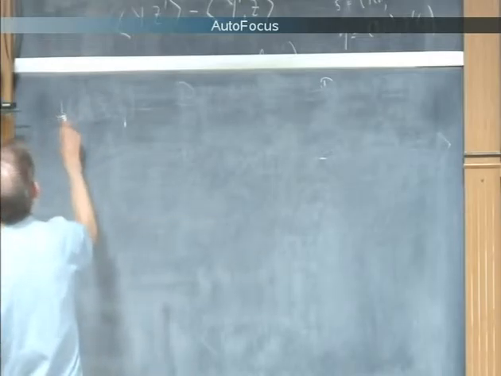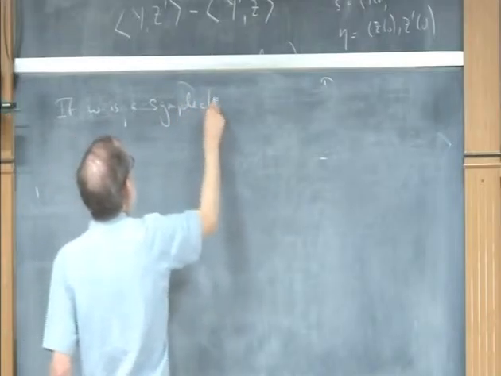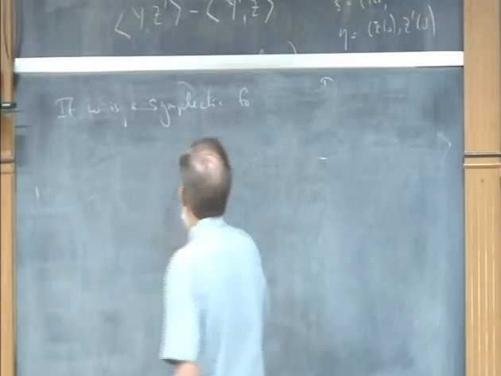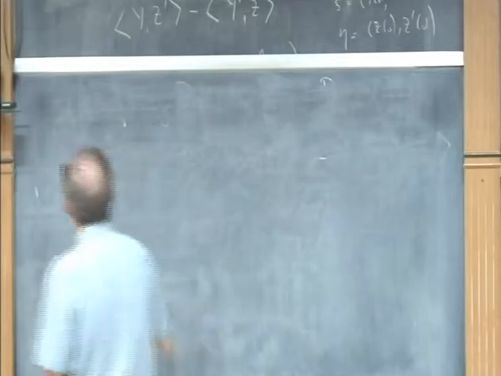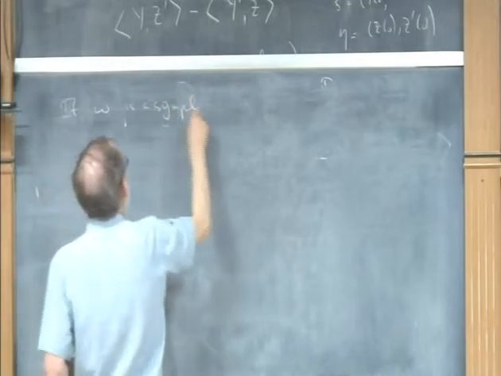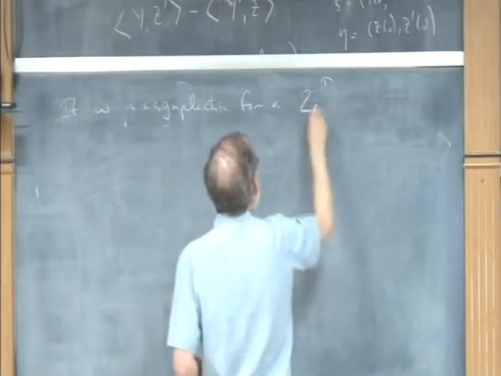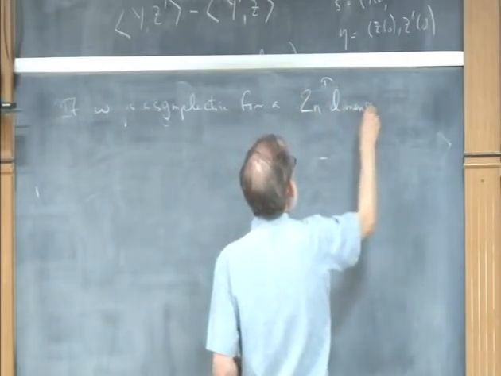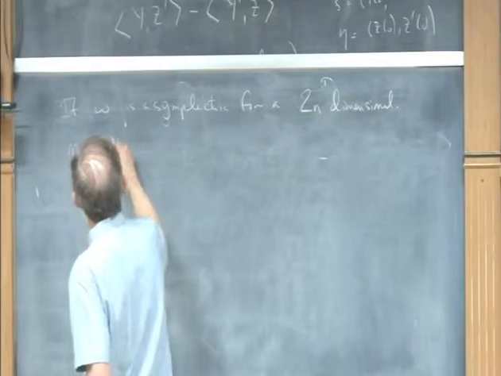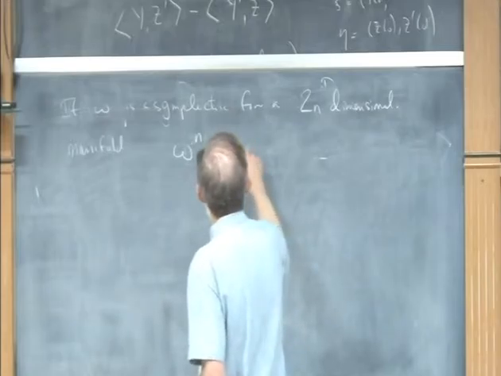So if omega is a symplectic form, well, actually there are two ways you can go about creating a measure. One of them is if omega is a symplectic form on a 2n-dimensional manifold, omega to the n defines a volume.